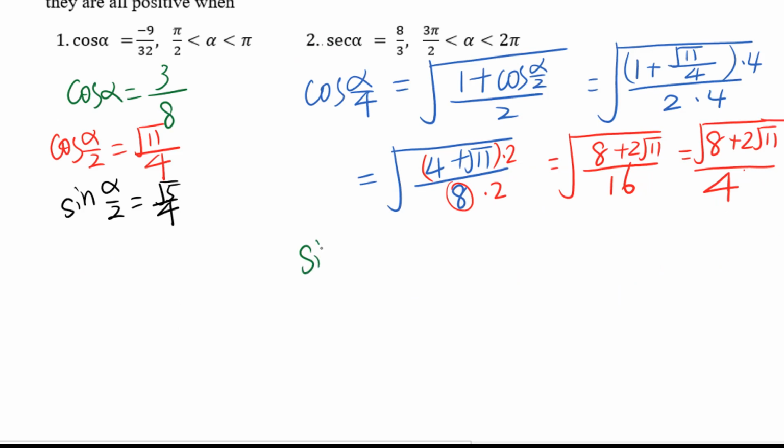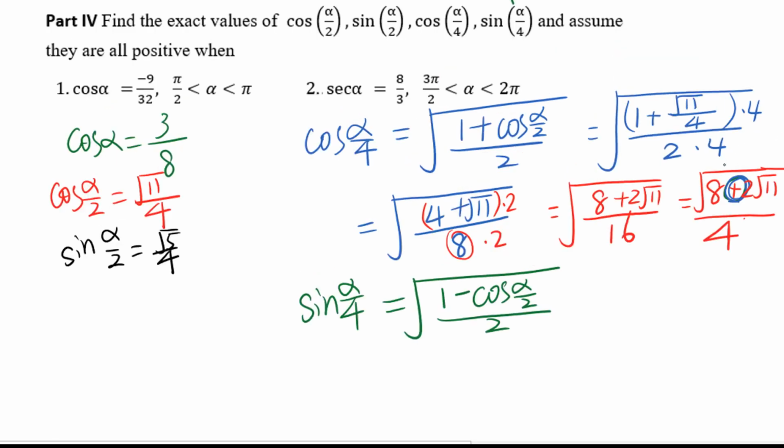For sine alpha over 4, you will get the square root of 1 minus cosine alpha over 2, then over 2. You just need to change this sign so that you will get denominator is 4, square root of 8 minus 2 square root of 11.